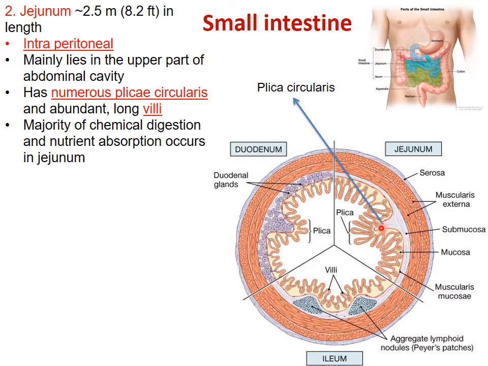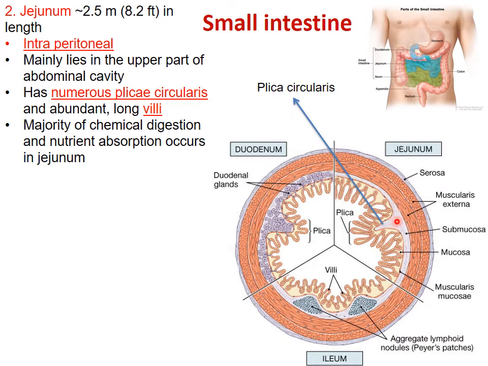And the jejunum has numerous plica circularis as its major feature. So what is this plica circularis? This is a submucosa that is elevated. So this is itself a finger-like projection, and on this finger-like projection there are villi that are also finger-like projections, right? So the plica circularis is very prominent in the jejunum, and it is the elevation of the submucosa.